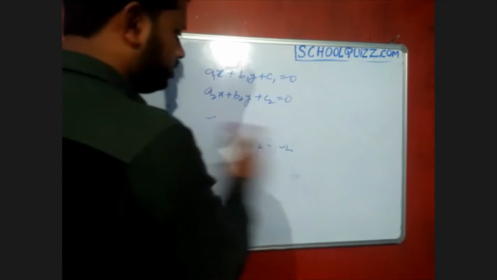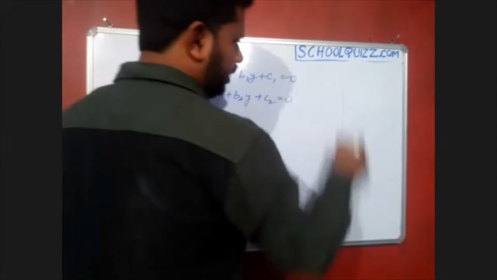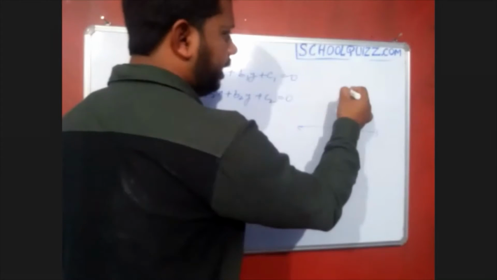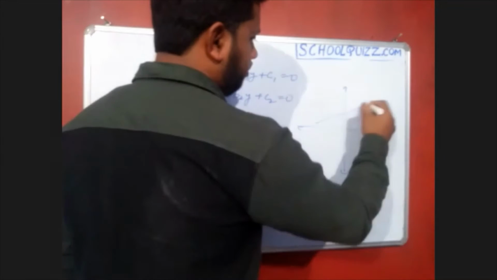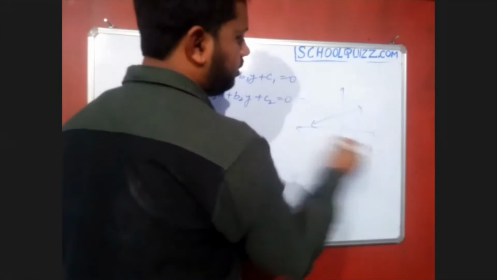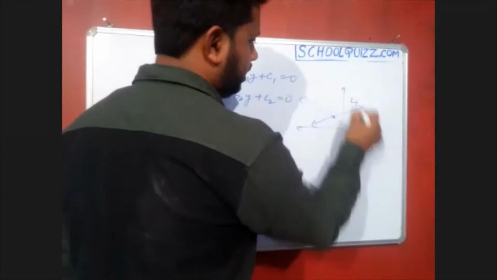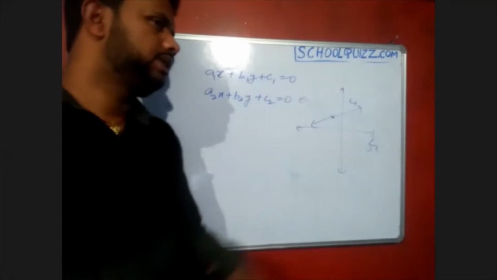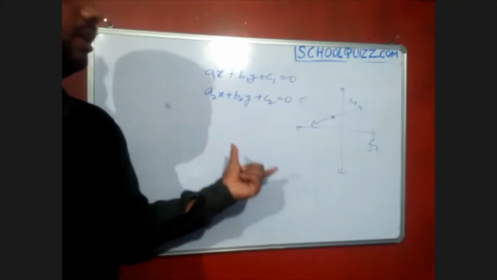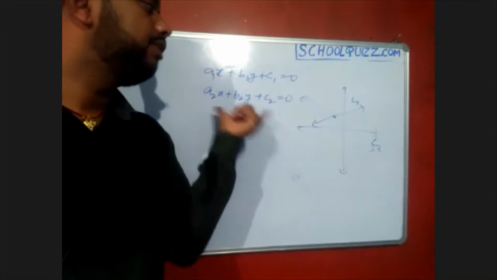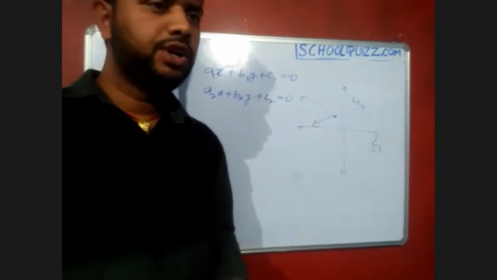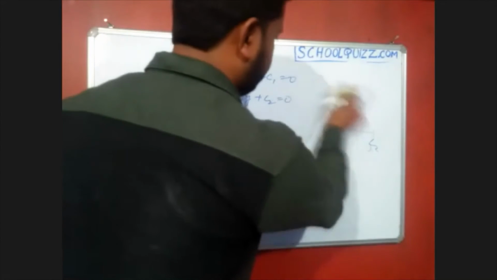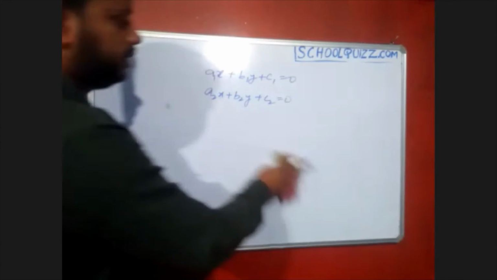So suppose I am plotting the lines in one graph or one plane. One line will be like this and one line will be like that, which means these two lines intersect each other. This is one possibility that happens when we draw two lines in one plane. So what are the other possibilities?